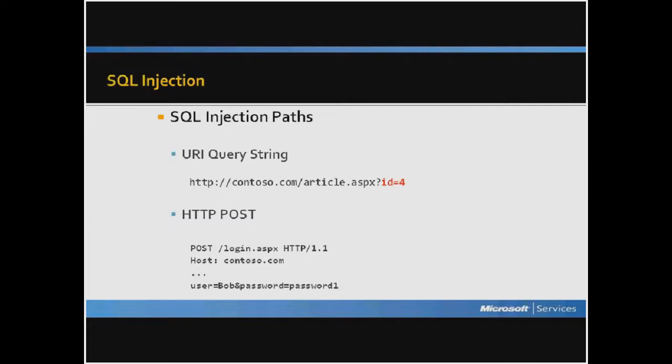But the other approach is via an HTTP post, which is what we commonly see with a form on a web page. You fill in the form data and you click the button and it posts that data back to the web server. So in a post, the parameters are in the body of the request instead of being in the URL like they are with a URI query string. So for example, we see a post here, the logon page, where the username and the password are in the body of the post.